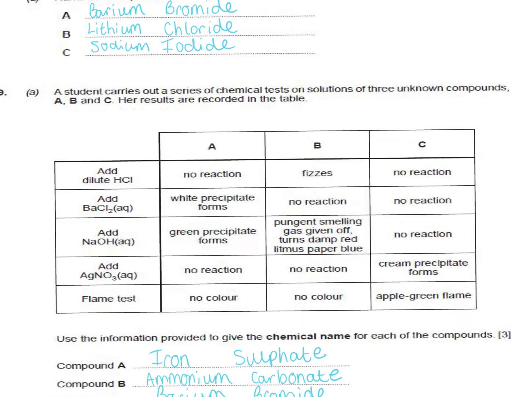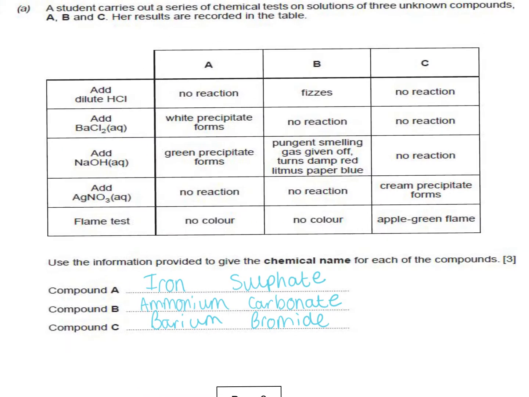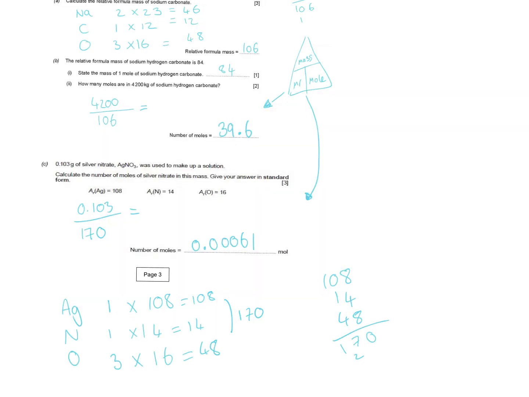Okay, same kind of thing happens here then. Compound A, white precipitate forms with barium chloride, so that means it's a sulfate. Gives a green precipitate with NaOH, means it's iron. Okay, next one then, damp red litmus paper turns blue, so it's ammonia, and it fizzes with acid, so it's a carbonate. Barium then, flame test, apple green, and then it gives a cream precipitate with silver nitrate, so it's bromide. Lots of maths then on the next question.